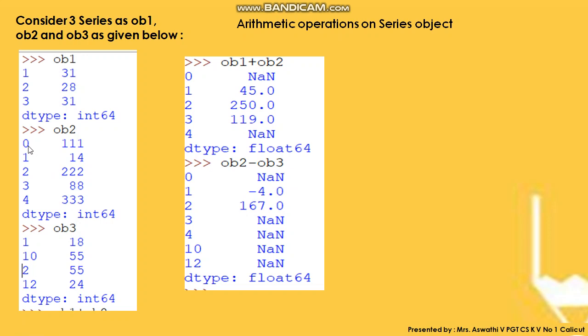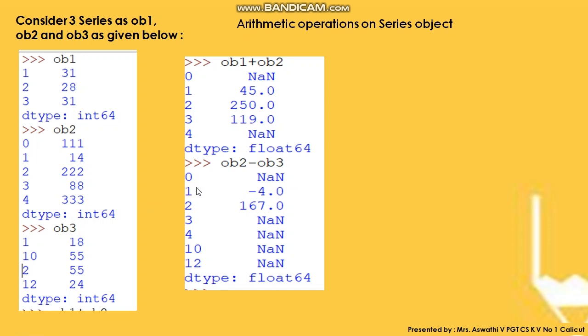For the index value 0, there is no index here, so there NaN will be given. And for the index value 4 also, there is no value in OB1, so there also NaN will be given. And the output will be in the order of the index.